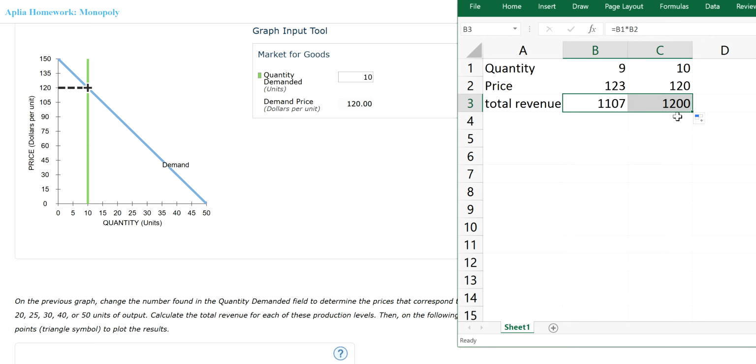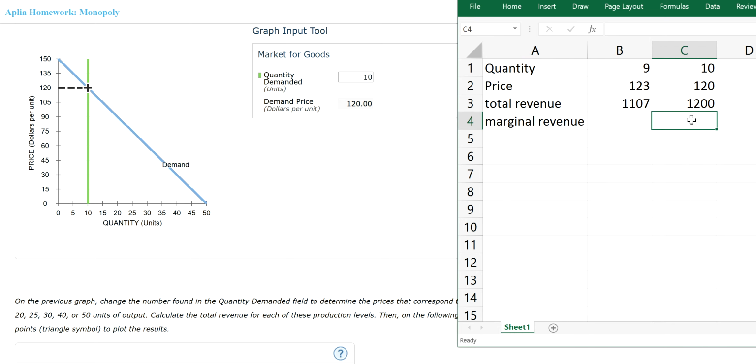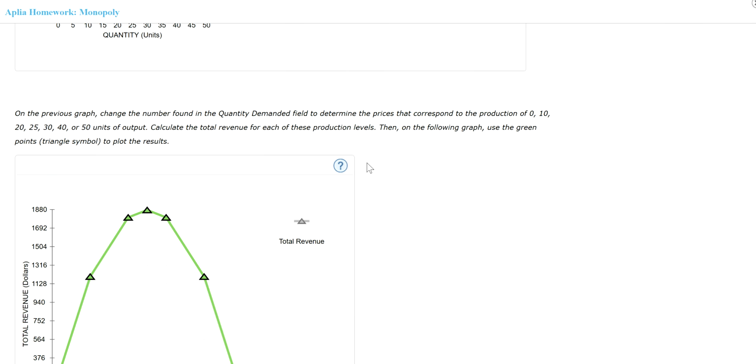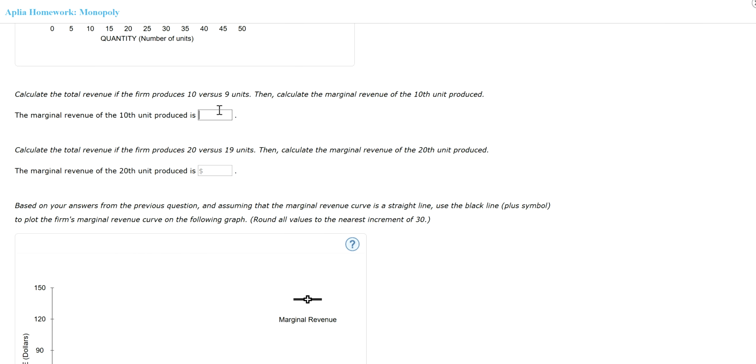Then the marginal revenue for the 10th unit. Marginal revenue is just the difference between your total revenues. So for the 10th unit, use your 1200 minus 1107. That will be your marginal revenue of 93. Okay, so 93 for this one over here.